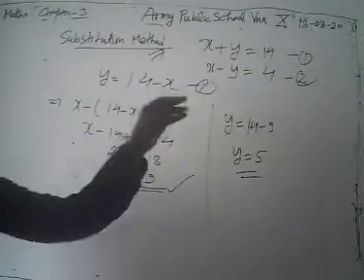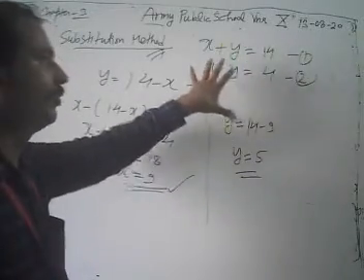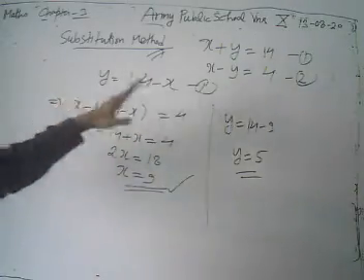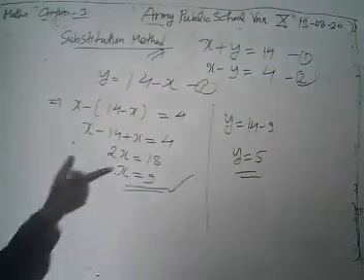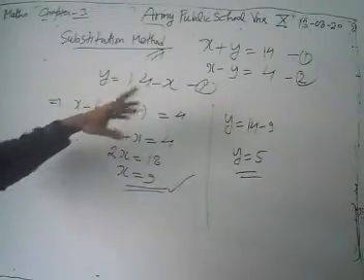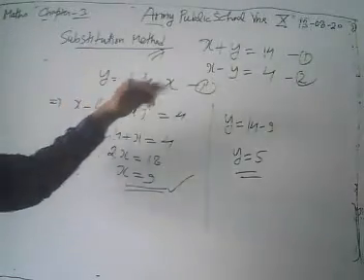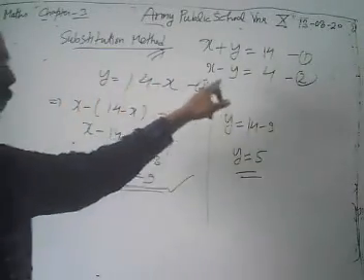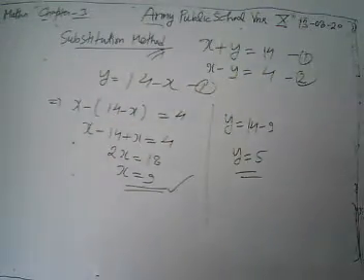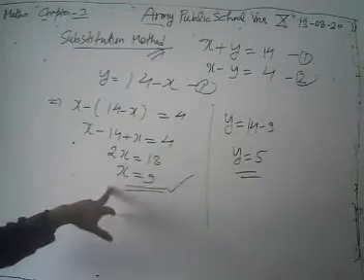Again we are going to revise it. To use our substitution method, first we have two equations. In our first step, we express one variable in terms of the other variable. We express y in terms of x. This is our step number 1. In the second step, we put it in equation 2. At the place of y, we put 14 minus x, and then we solve it.